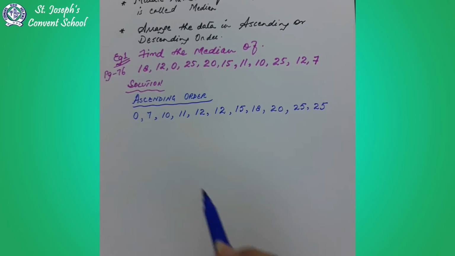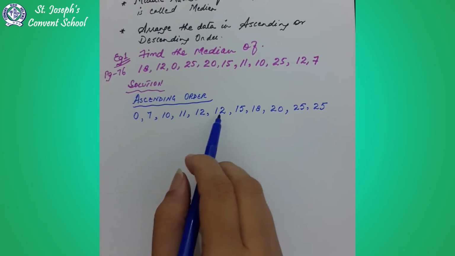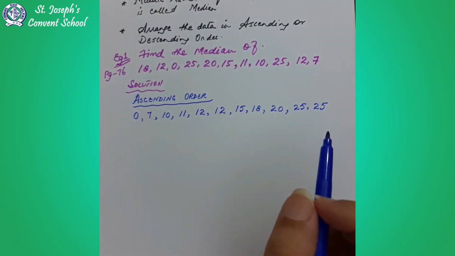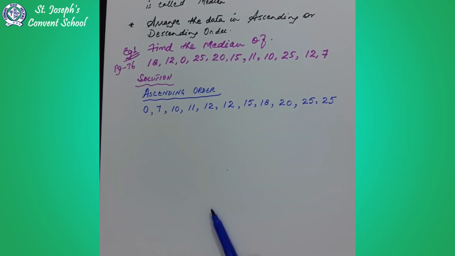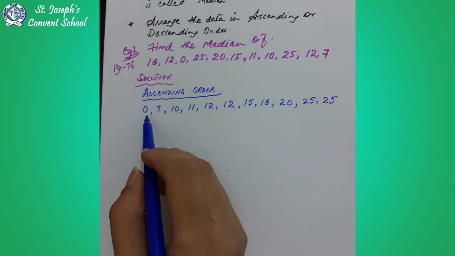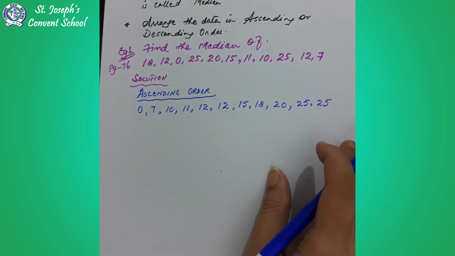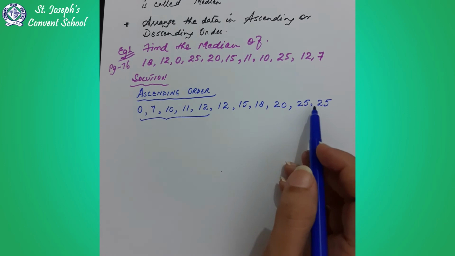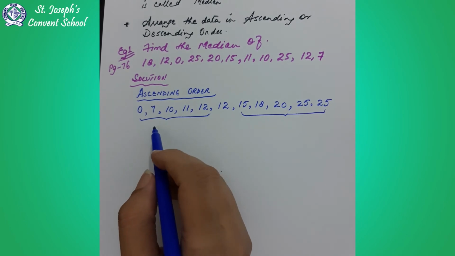Now you have to find the middle value. How many values are these? 1 2 3 4 5 6 7 8 9 10 11. These are 11 values. Now find the middle value. Girls, how are you going to find the middle value? You can take 5 values this side, 1 2 3 4 5, then 5 values this side, 1 2 3 4 5. Equal values. These are 5 terms.